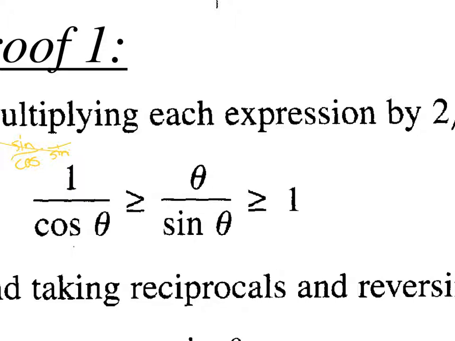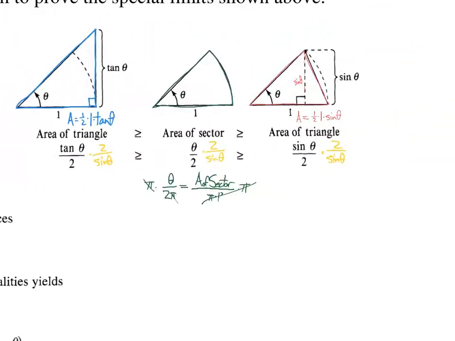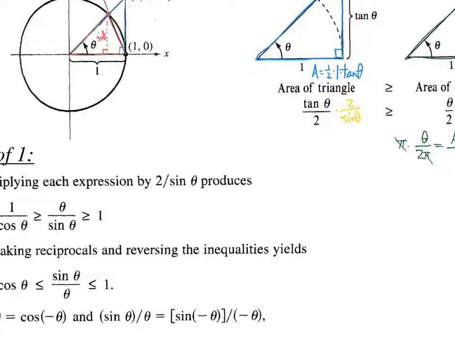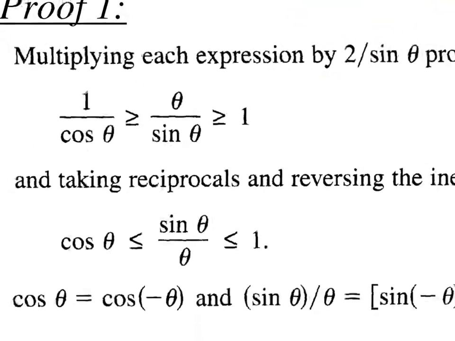Mr. Nixon? Yes. Where'd you get the 2 over sine from? We did the 2 over sine because that'll actually make the right-hand side all equal 1. And it'll make the middle be close to what we're trying to actually get. So you multiply them all by the same thing, to keep the inequality proper. Now, just stay with me real quickly here.